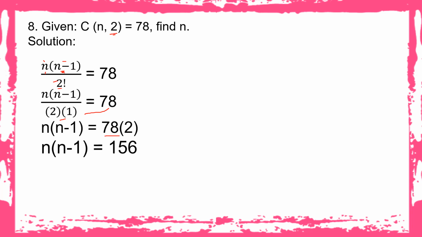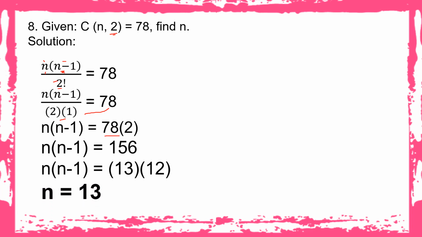What if we multiply 11 times 12? This is equal to 132, so it is not equal to 156. So what if 12 times 13? Correct. The answer is 156. So the value of n is 13. From these 2 consecutive factors, the largest number is 13. So n is equal to 13.